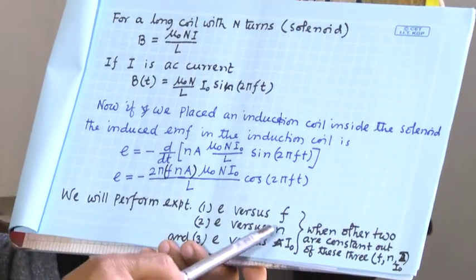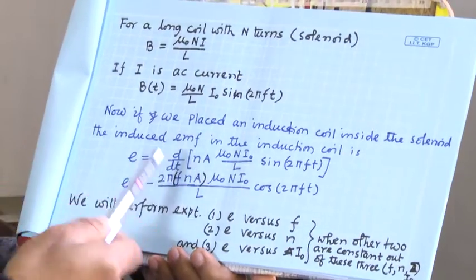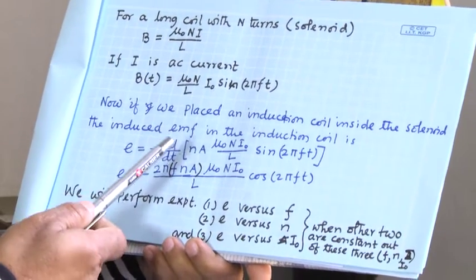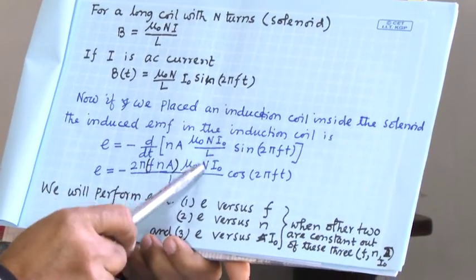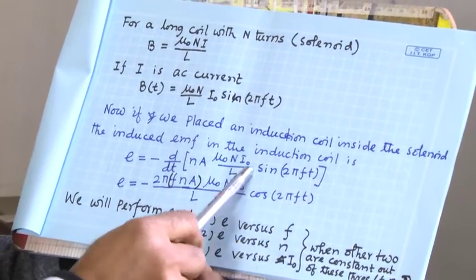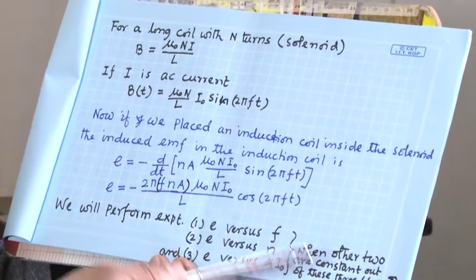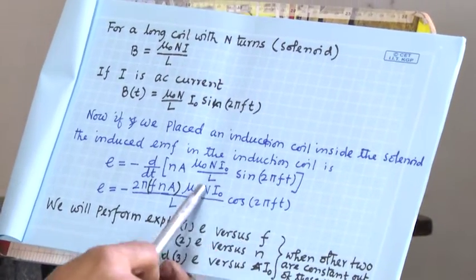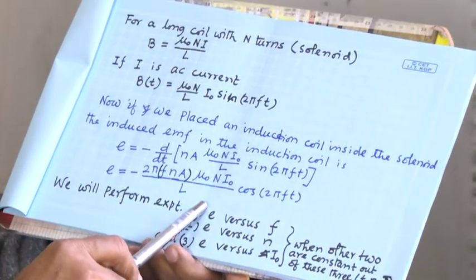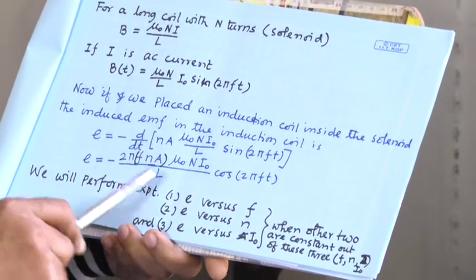Then we will study the variation of induced EMF E versus N, where N is the number of turns in the induction coil. Varying the turns of the induction coil, we will study the variation of the induced EMF. Also, we will study the variation of induced EMF as a function of I0, the current. Here I should replace this I0 with the RMS current, because we will measure RMS current. So you can take this as I RMS, though some other factors like root 2 will be there. We will vary the current.